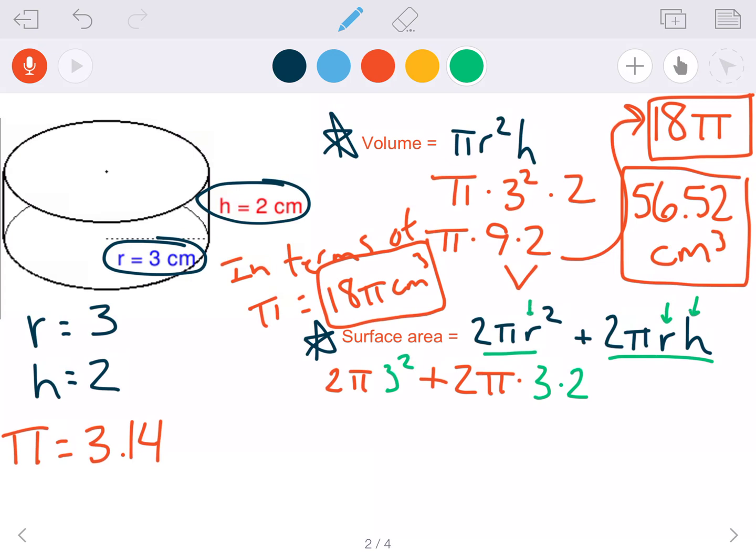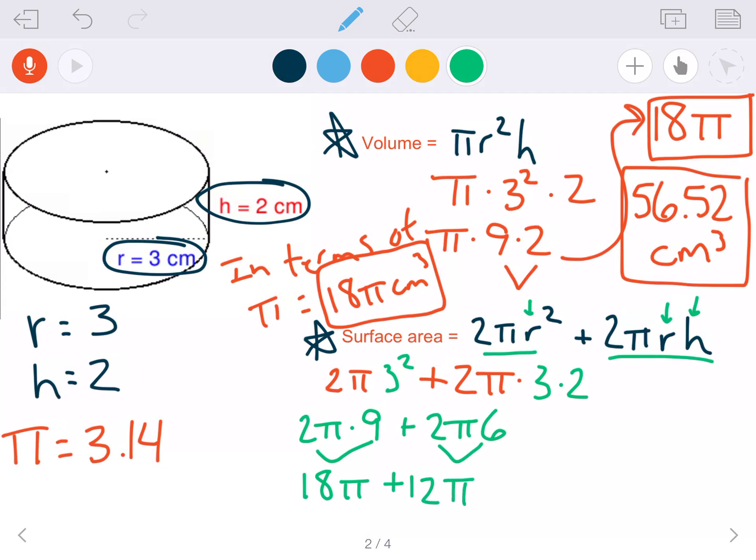So now we can go through and first evaluate the easy stuff. So I've got 2 pi and then 3 squared. So I technically have 2 pi times 9, because 3 times 3, so 3 squared, is 9, plus then I've got 2 pi times 3 times 2, which is 6. We can combine the numbers together from there. So 9 times 2 is 18 pi, and then 2 times 6 is 12 pi.